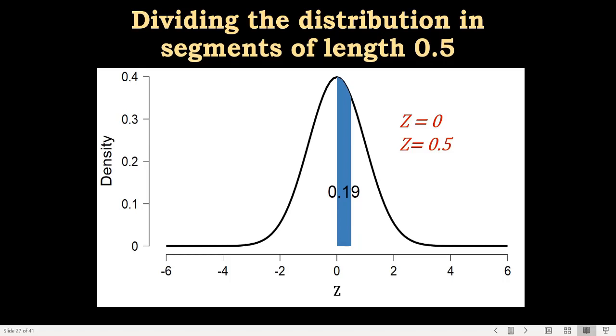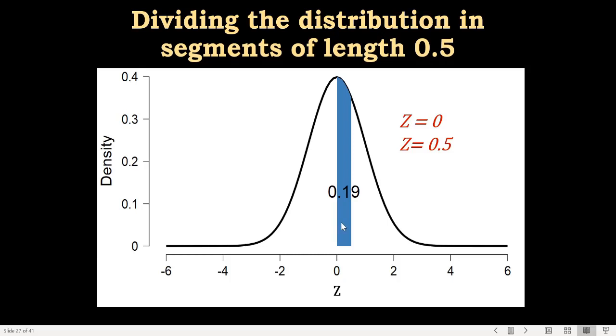Now, also remember that this distribution is symmetrical. So that means that from 0 to negative 0.5, the probability for the drone to land in that area is also 0.19. And then if we add from negative 0.5 to positive 0.5, we add these two probabilities and we've got 0.38. So there is a 0.38 probability to observe values between negative 0.5 and positive 0.5.